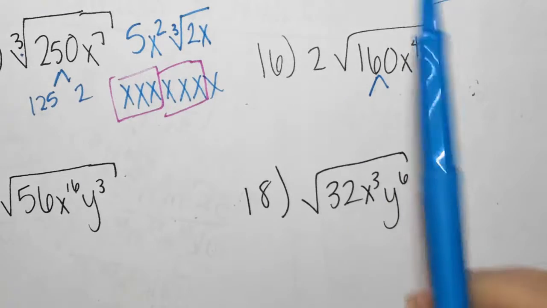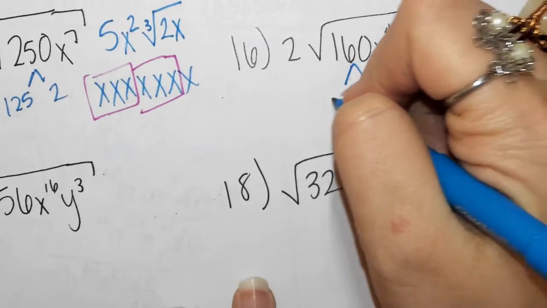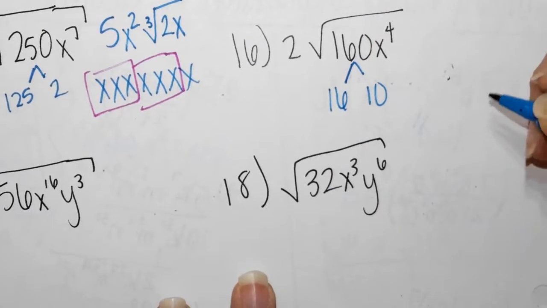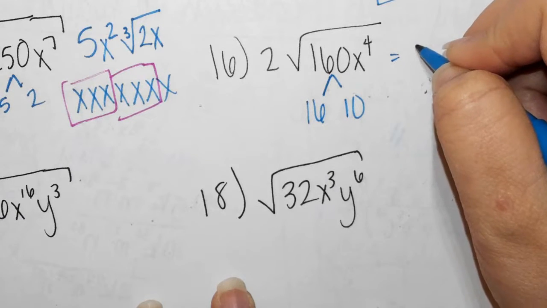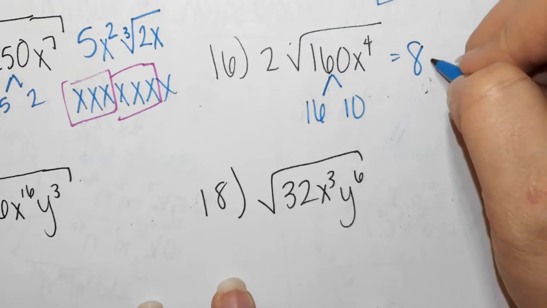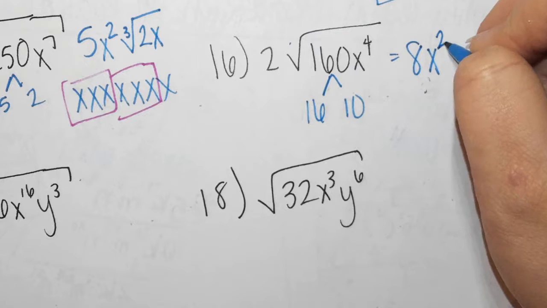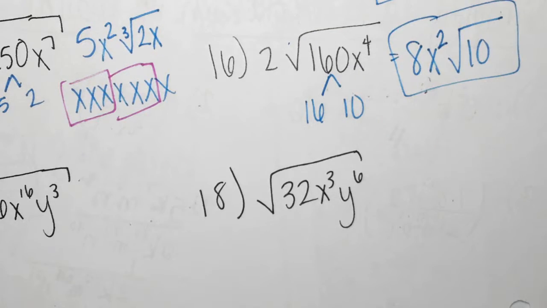All right, what is the biggest... Now, we're back to perfect squares. What's the biggest perfect square that goes into 160? So 16 and 10. And the square root of 16 is 4. 4 times 2 is? 8. 2 goes into 4 how many times? 2 times.